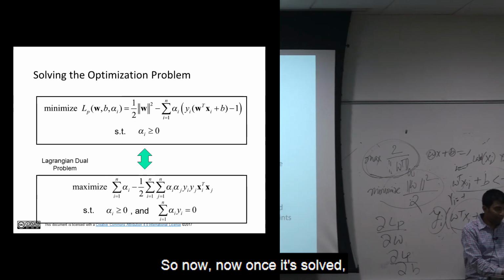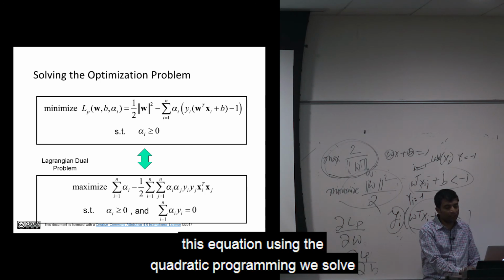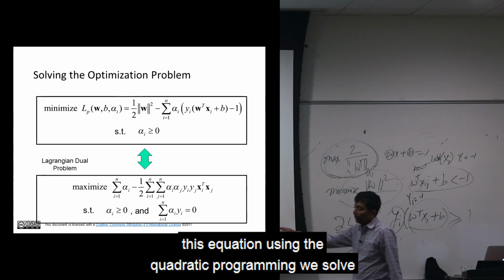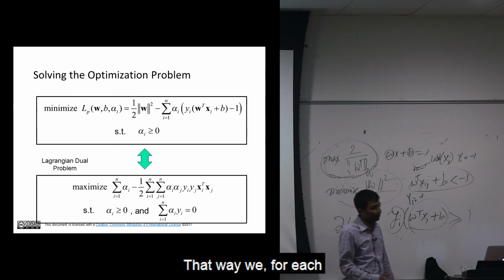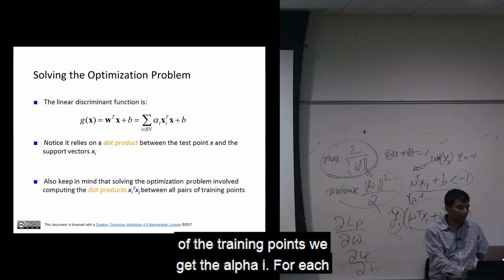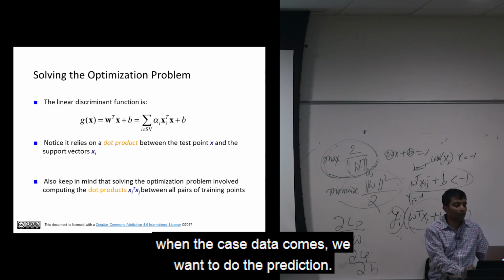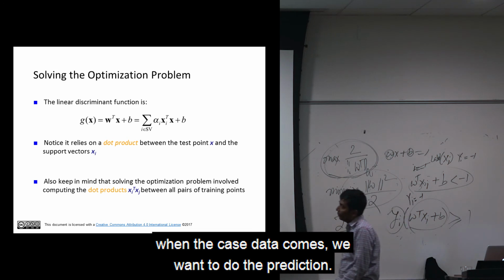So now, once we solve this equation using quadratic programming, for each of the training points we get the alpha i. Each of the training examples, xi, we will get the alpha i. Now, when the test data comes, we want to do the prediction.